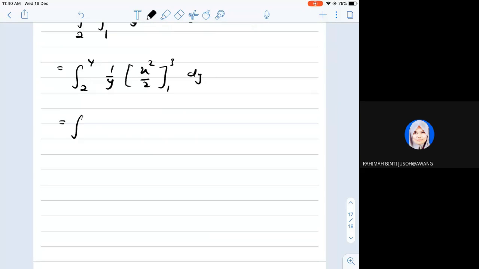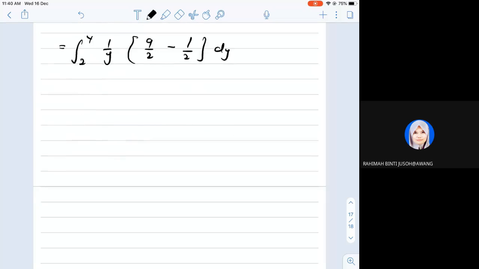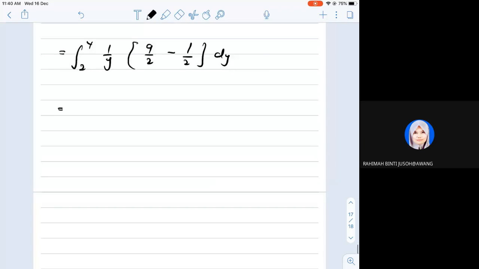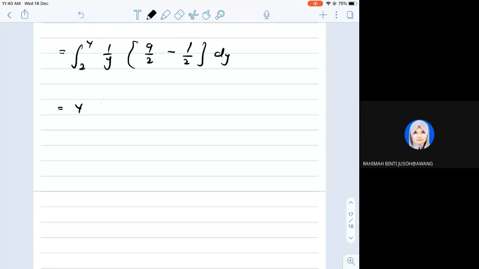Okay, so we will have integration from 2 until 4, 1 over y. So we have 2 cube, 3 squared. 2 cube pula. 3 squared is 9. 9 over 2 minus substitute 1 over 2. So you dapat macam ni. Okay, so 9 tolak 1, 8 bagi 2 jadi 4 lah. So 4. Bawa keluar siap-siap sebab dia just a constant. So you take the constant out. And then we have 2 until 4, 1 over y dy.